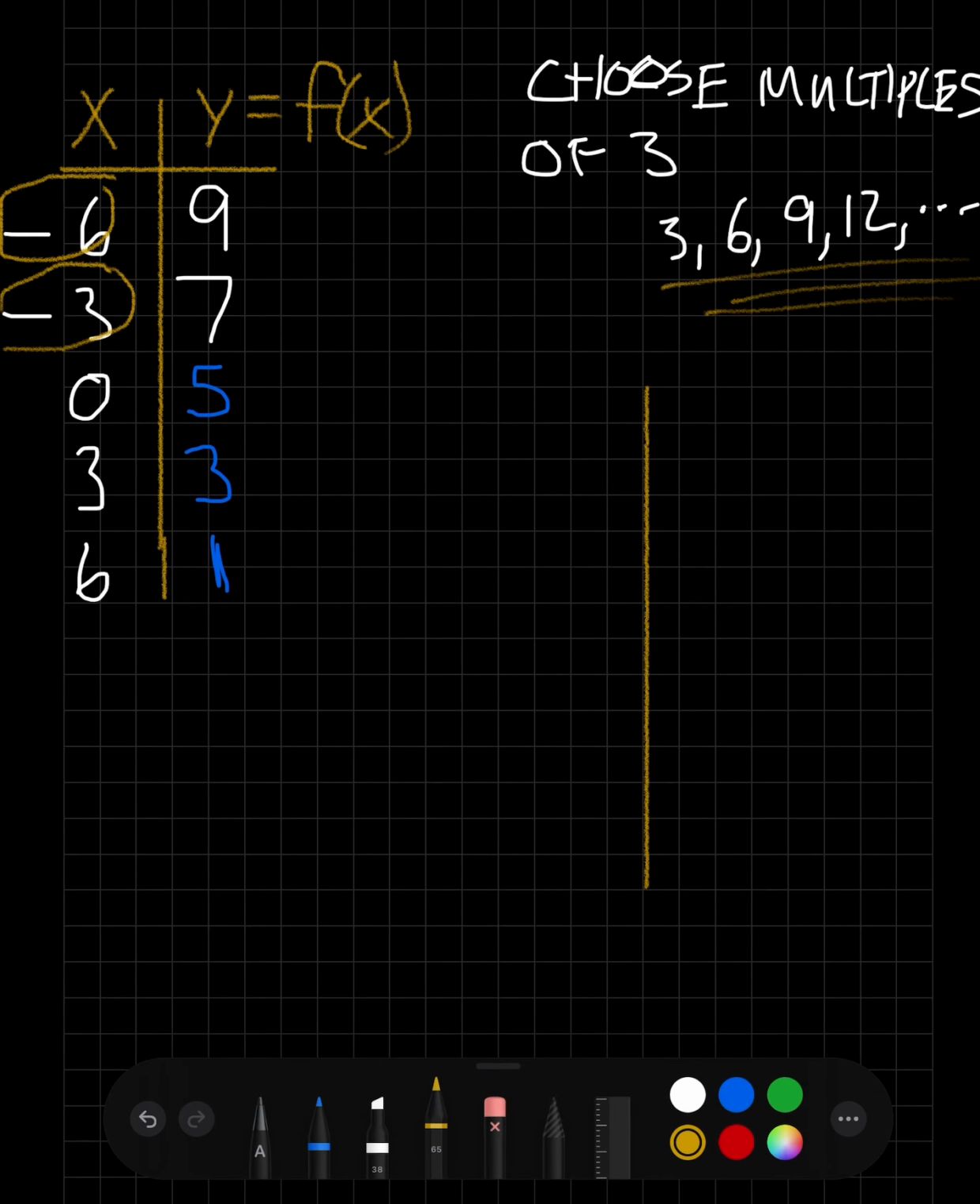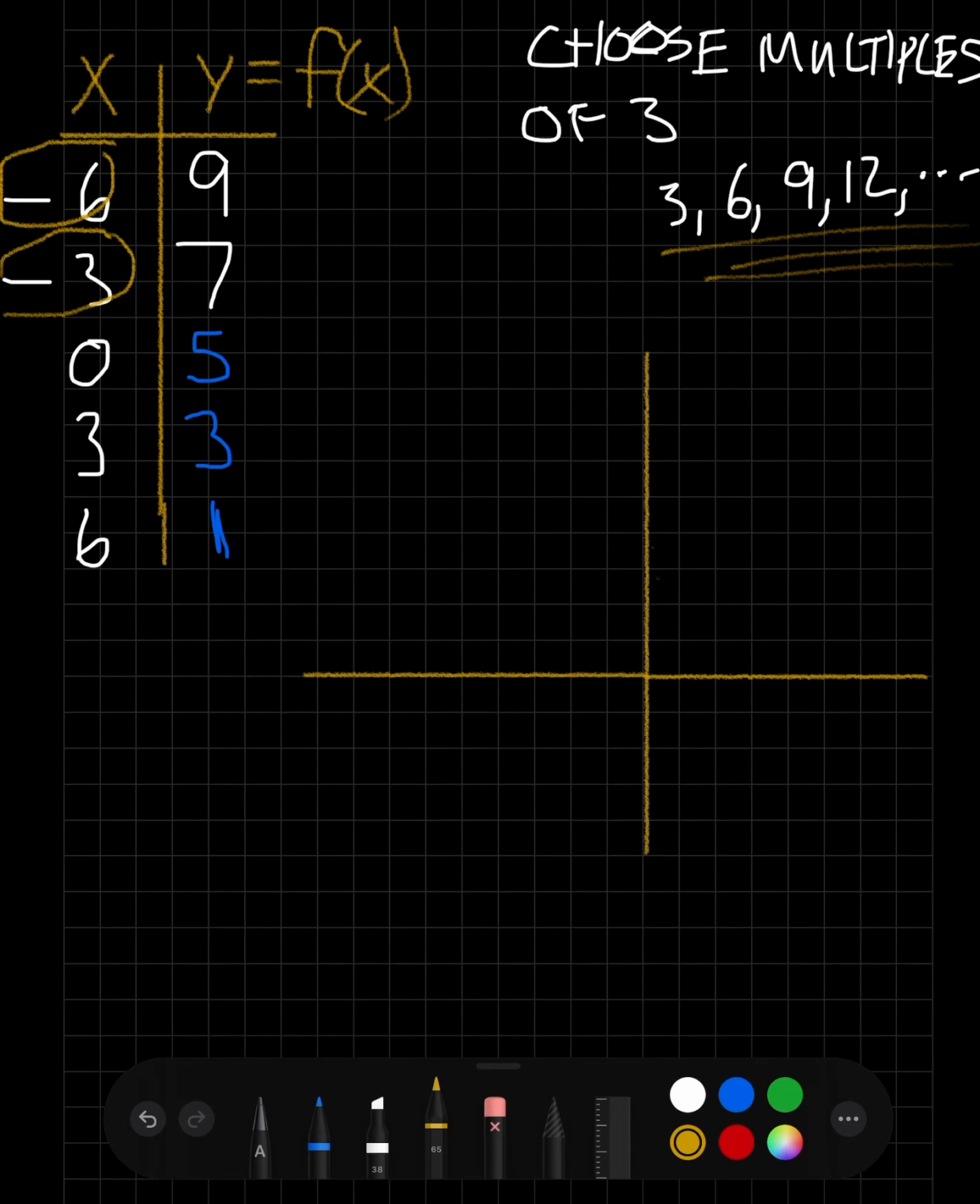1, 2, 3, 4, 5, 6, 7, 8, 9. I'm just getting my boxes together, making myself a beautiful X and Y axis. I wish it was prettier. But I'm still getting used to this iPad, even though I've been working on it for a semester now. All right. So we're going to plug in these points here. So we have the point negative 6, 9 here.